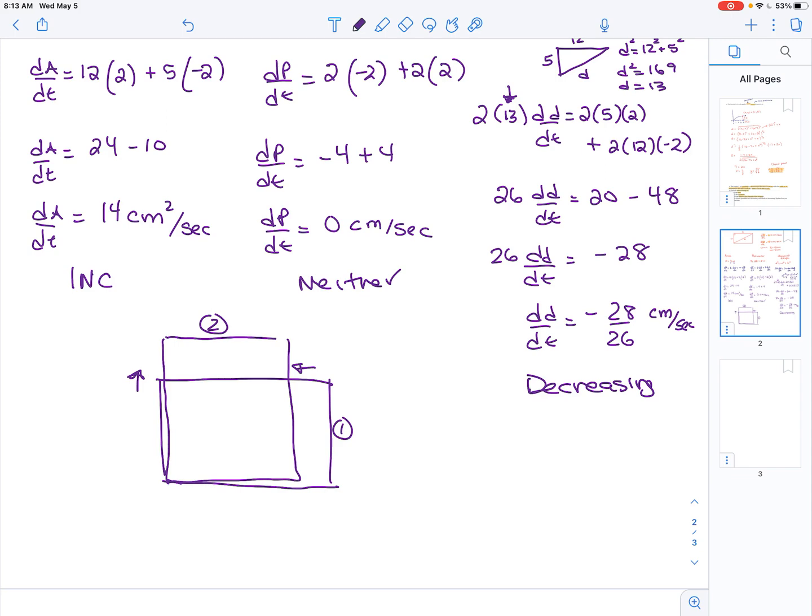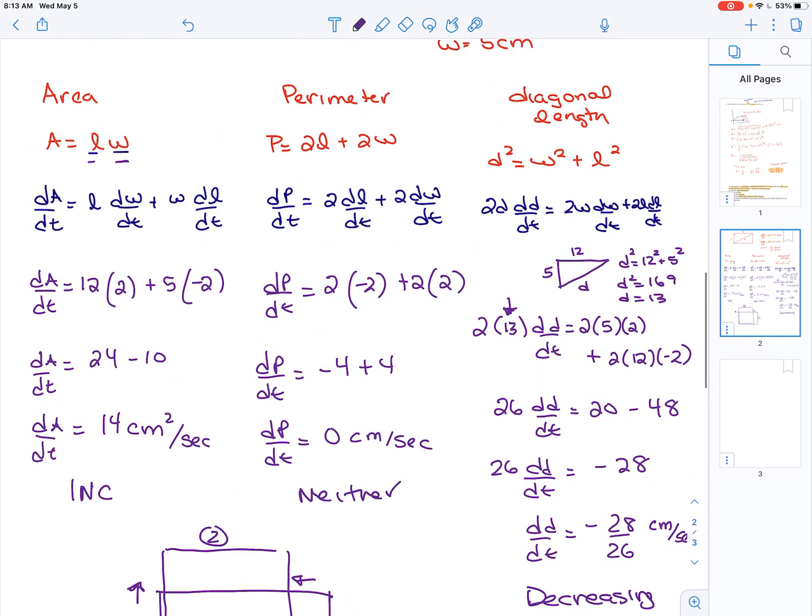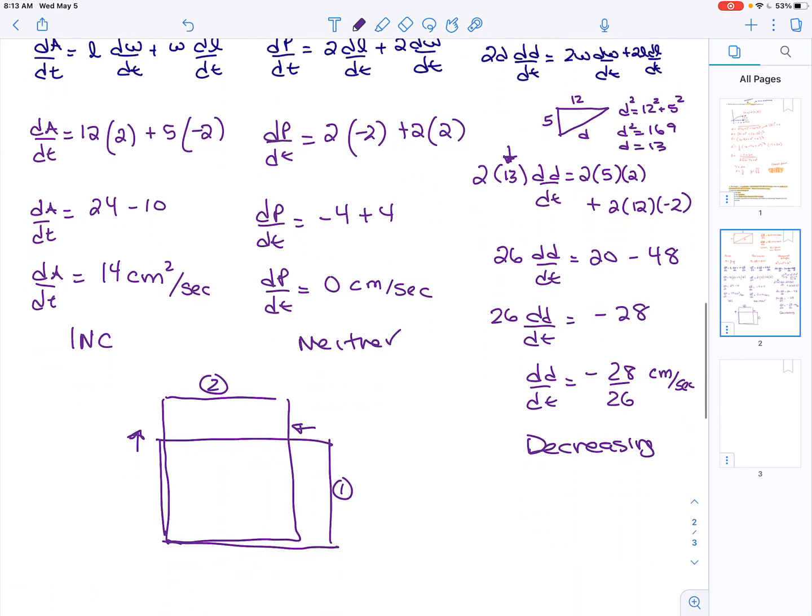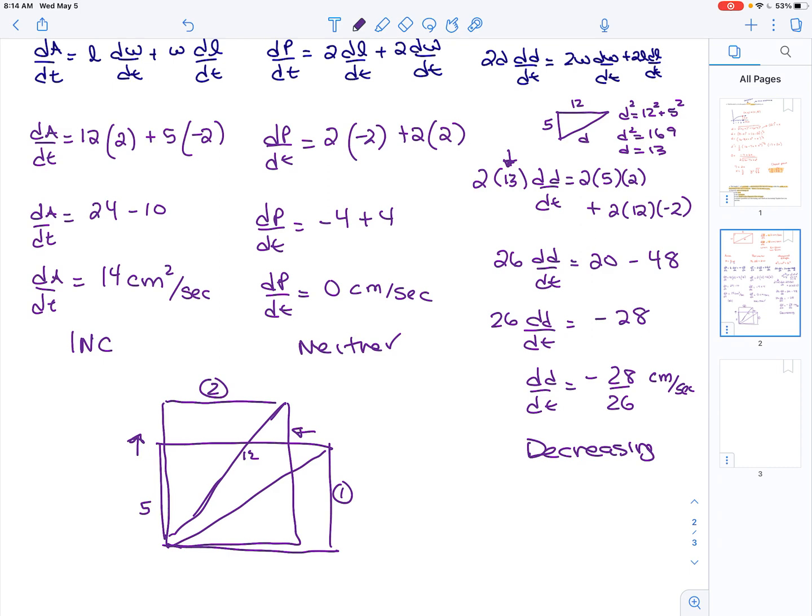And it's saying when I do that, at the instant when it was 12 and 5, to get to that next instant, the area increases by 14 square centimeters per second, but the perimeter won't change at all at that point, and the diagonal actually decreased a little bit. So hopefully that made sense, and if you have any questions, let me know.